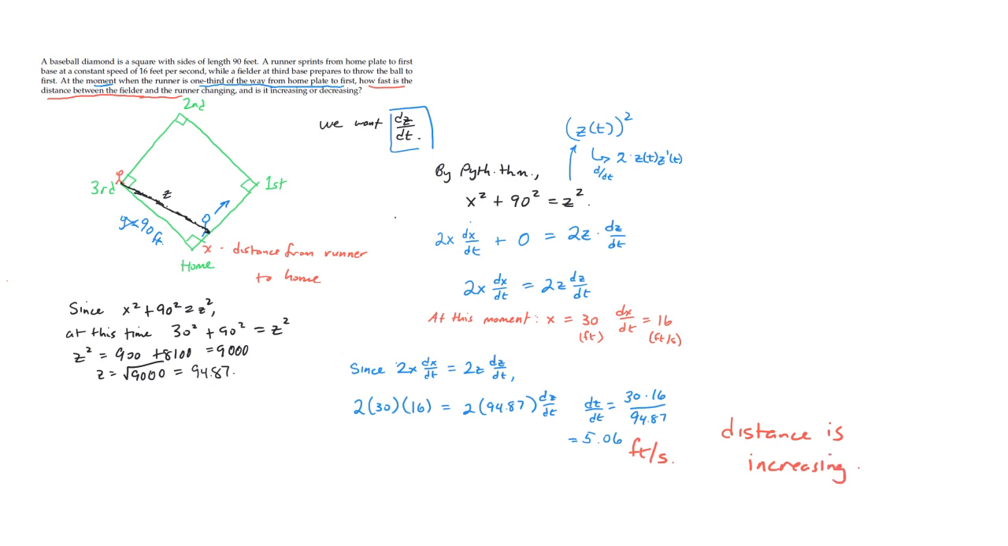And that passes the common sense test as well, because if the fielder stays here and the runner's moving this way, this triangle gets bigger and the hypotenuse gets a little bit bigger as the runner progresses. So that's it. So now we know that the distance was increasing at a rate of 5.06 feet per second.